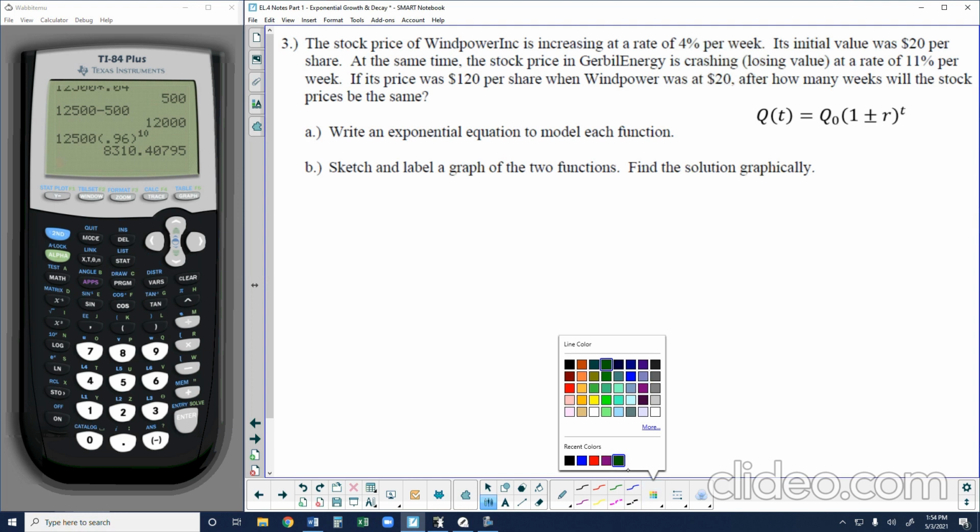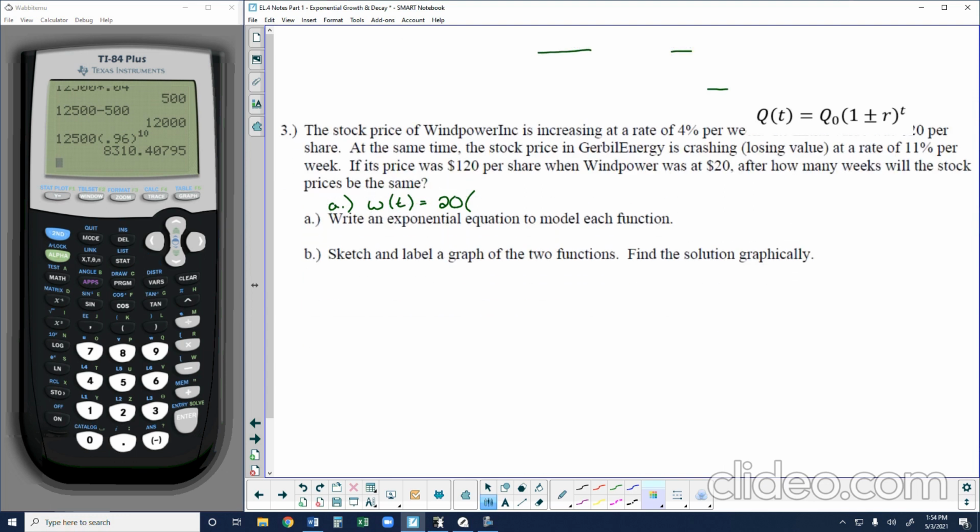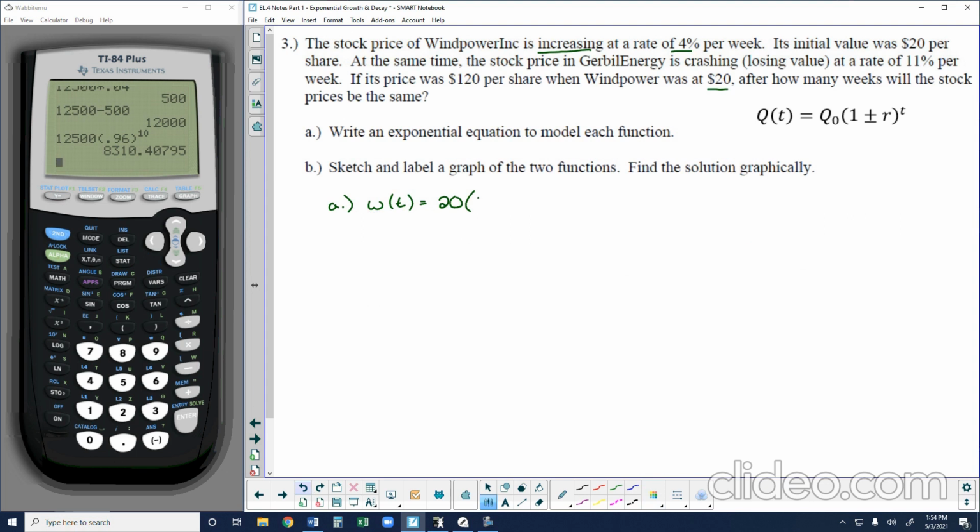equations to model each function. So let's let W of t be wind power over time. So W of t, the value of its stock would be the initial value, which is $20, times 1 plus the rate that it's increasing. So it's increasing at 4%. So we do 1 plus 0.04, which would be 1.04 to the t power.